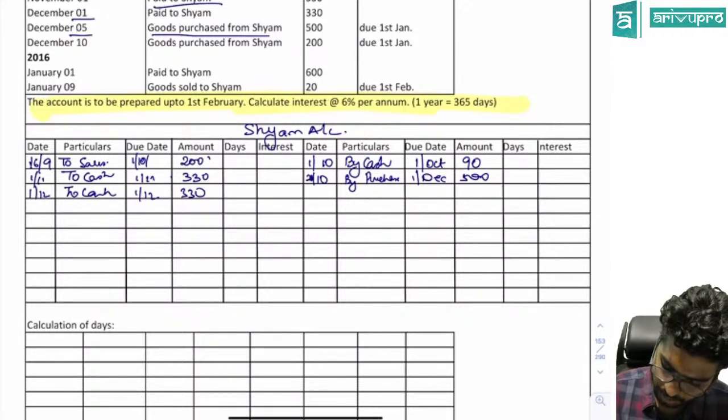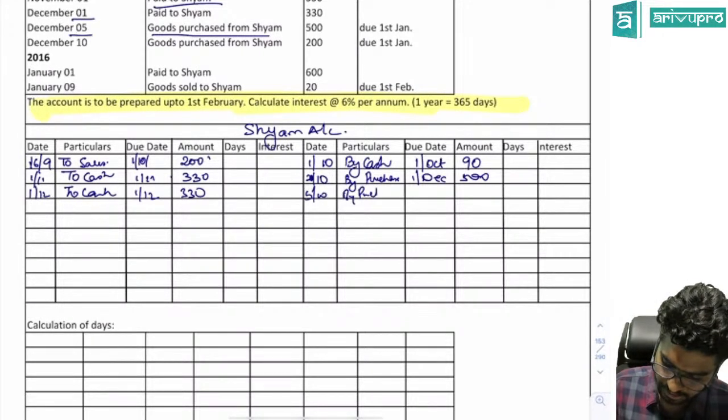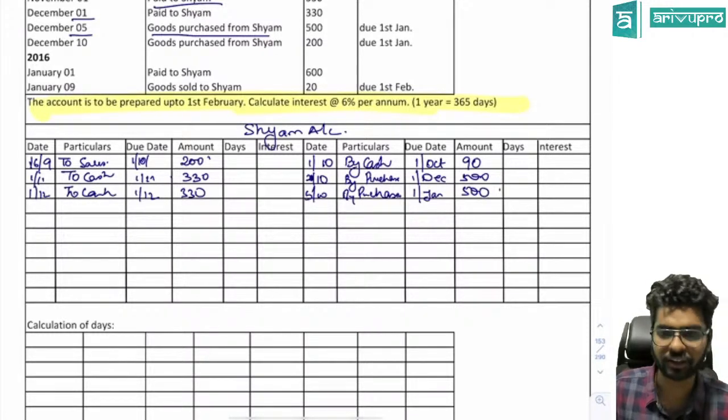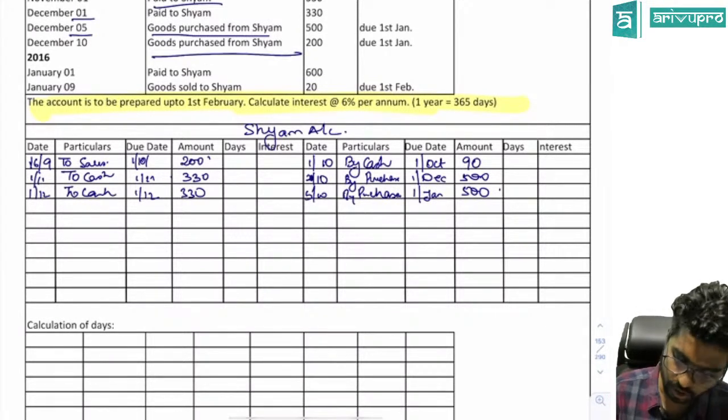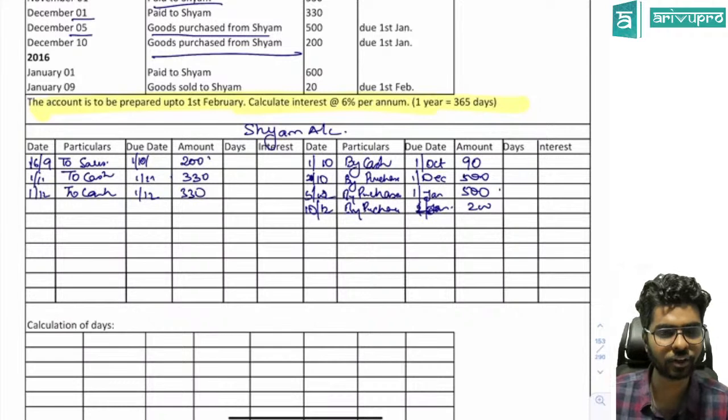Now next one, goods purchased from Sham, 5th December. By purchases. The due date is 1st January. 500. Then next one is what? Again goods purchased from Sham, 10/12. By purchases. Sorry, 200. Again 1st Jan. Guys, till here did you understand everything?